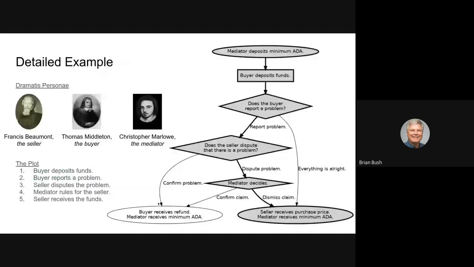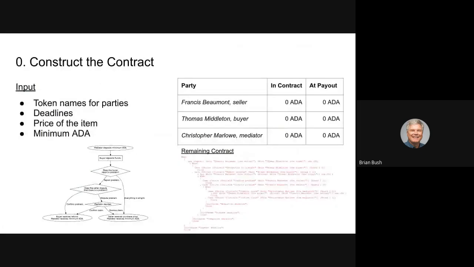We're going to just look at one of these cases in more detail. So we have the 3 roles here. We've given them names, and we're going to look at the case where the seller receives the funds after there's a dispute and the mediator rules for the seller. So it's this path here. Buyer reports a problem, seller disputes, and the mediator dismisses the buyer's claim so that the funds go to the seller. So the first stage with Marlowe CLI is constructing the contract.